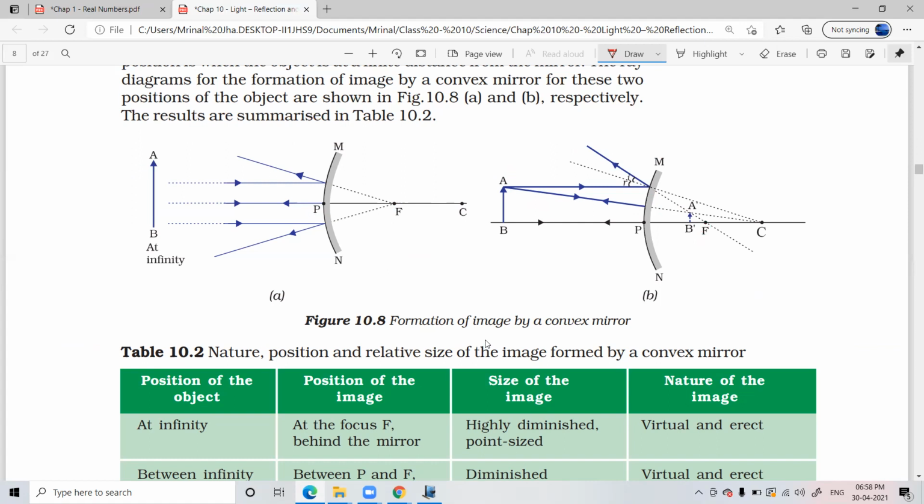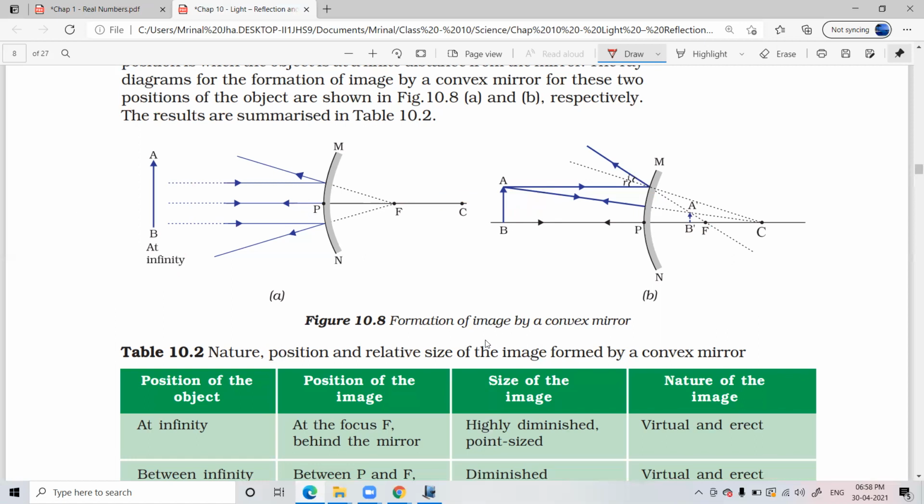I'll repeat that once more. As you bring the object closer, the image will become bigger and bigger. If you go further away, the image will become smaller and smaller. And if you go far enough, that is at infinity, the image will be exactly at F and it will be very, very small, point size.